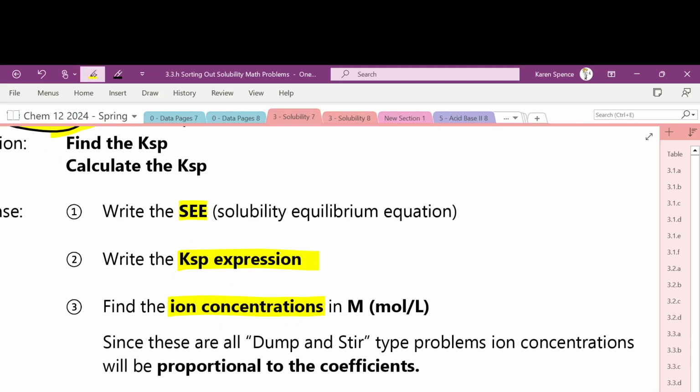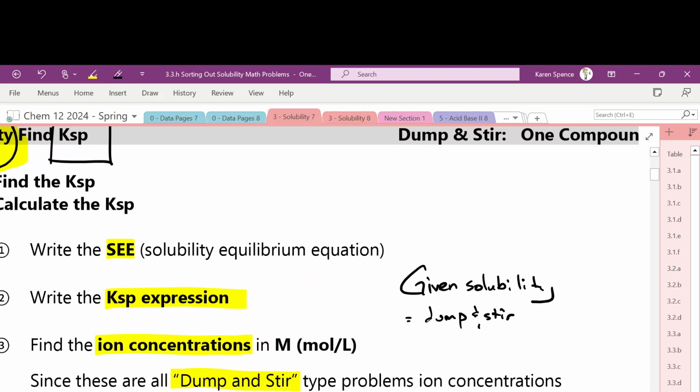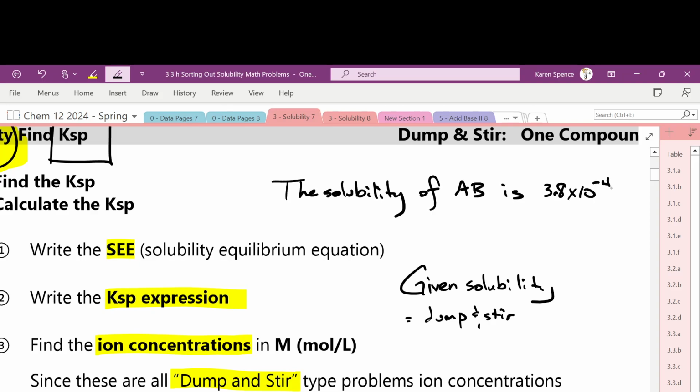Okay, so anytime you are given the solubility, that is dump and stir. Okay? Because it'll say the solubility of calcium hydroxide is 3.8 times 10 to the negative 4 moles per liter.